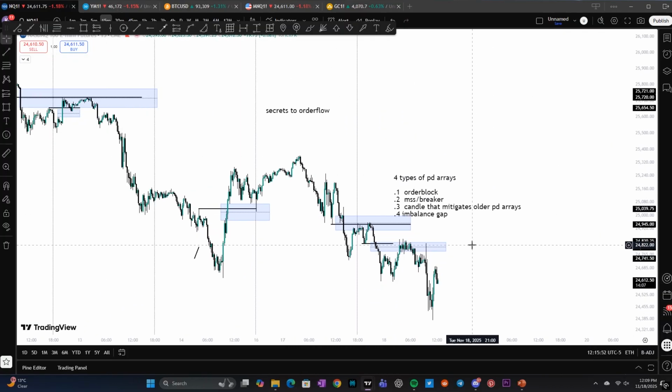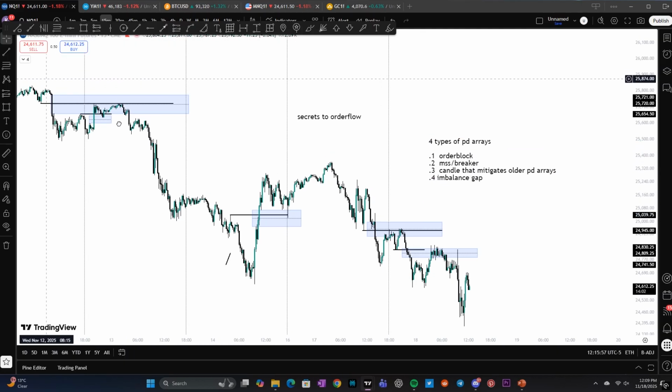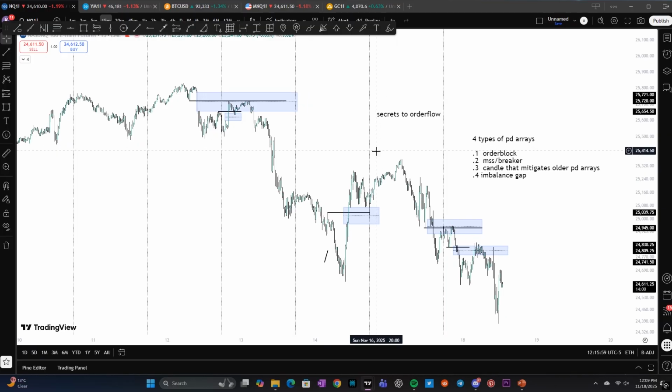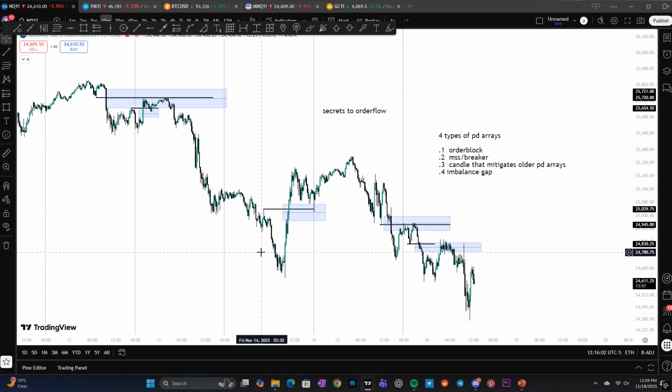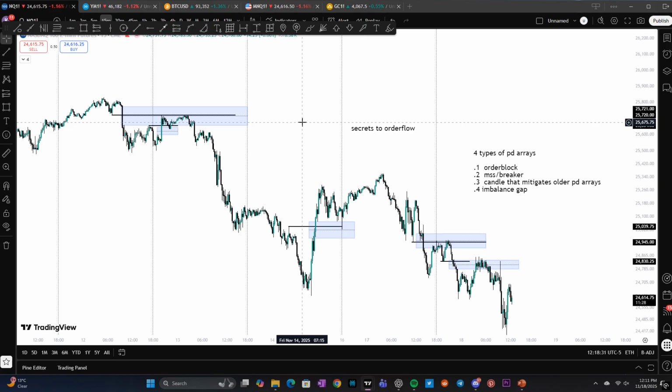So I've shown you multiple examples of PD arrays and how to use them. I hope you like this video, and I hope now that I've shown you many examples, you can use all 4 PD arrays. But still, this was level 1. There will be 3 more videos to this, in which I'll reveal all the secrets of the Orderflow.